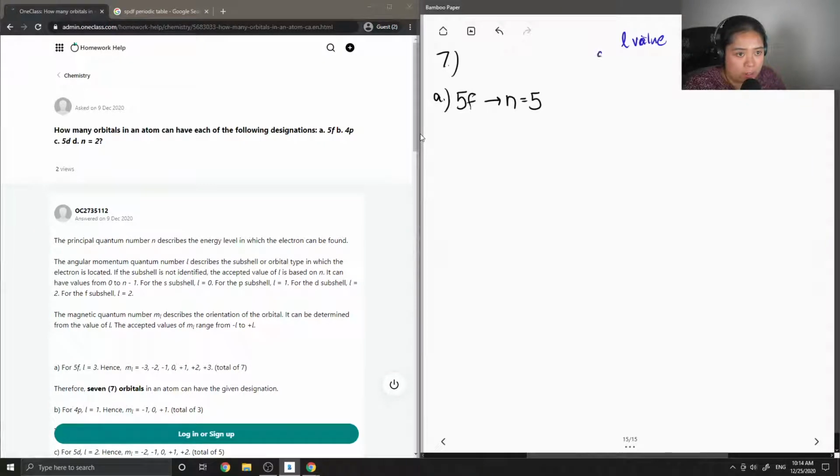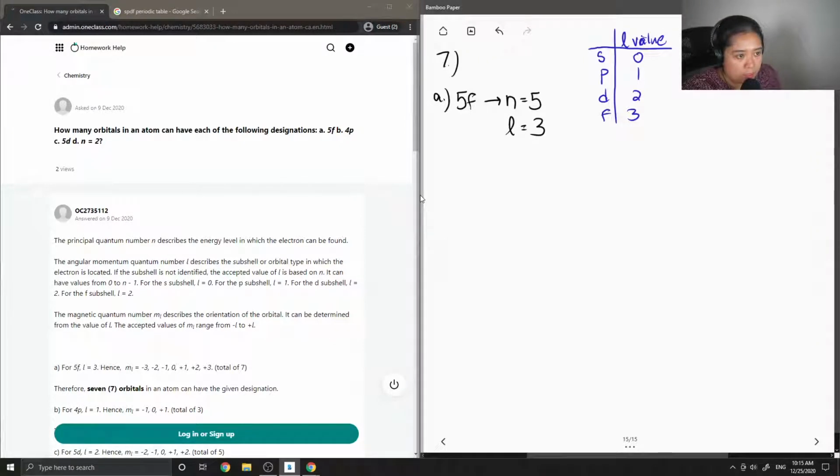So when you have an electron in the S block, its L value is 0. For the P block, it's 1. The D block, it's 2. And for the F block, it's 3. Okay, so keeping that table in mind, when we have an electron in the 5F orbital, that means its L value is equal to 3.